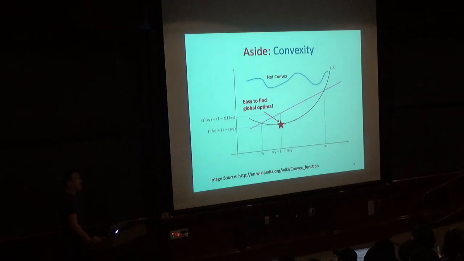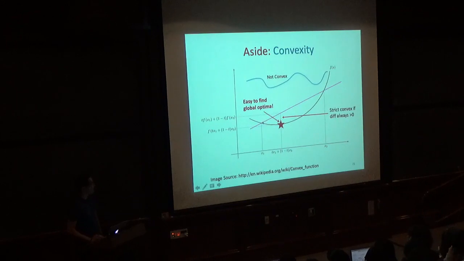For convex functions, it is easy to find the global optimum solution. In fact, for nice, well-behaved convex functions, you can find it easily using gradient descent. A function is considered strictly convex if the interior of the interpolation is always strictly greater than the actual function.